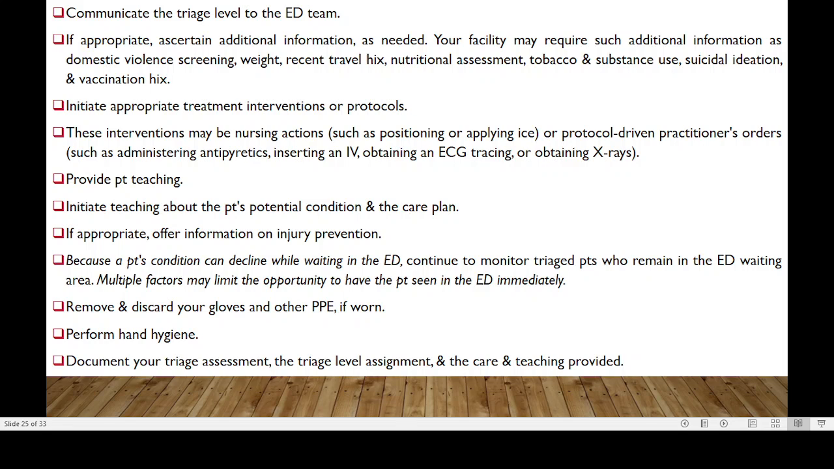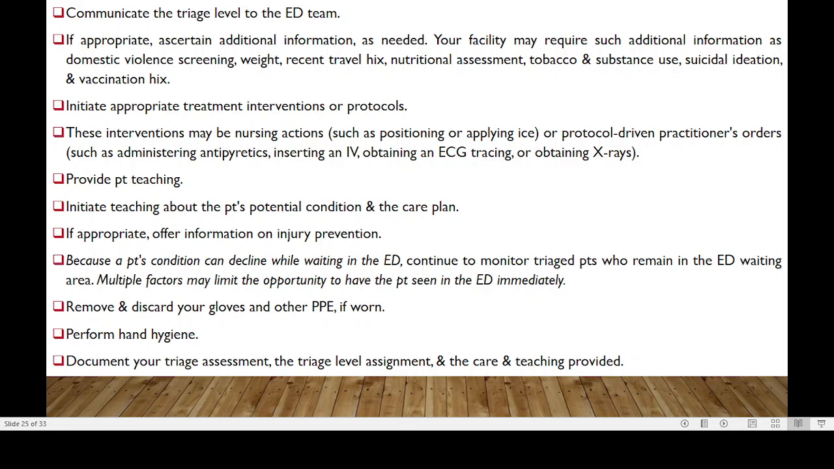Because a patient's condition can decline while awaiting the emergency department, you need to continue to monitor triaged patients who remain in the ED waiting area. Multiple factors may limit the opportunity to have the patient seen in the ED immediately.